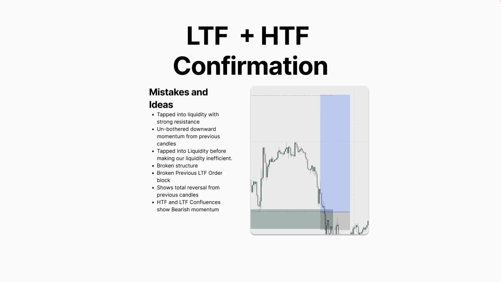Now, there are cases where this might go even further down to the order block before retracing, but we have to understand that there is unbothered downward momentum from previous candles right here, and we tapped into this liquidity before, making our liquidity inefficient. It also broke structure and broke the previous low time frame order block right here, and shows total reversal from previous candles. Now, this makes this an extremely bad state to go long on, which is what I did, being the dumb me. And so, high time frame and low time frame confluence all show bearish momentum. Therefore, this trade was not a winning trade at the start, and it should not have been taken by me when I was a beginner.